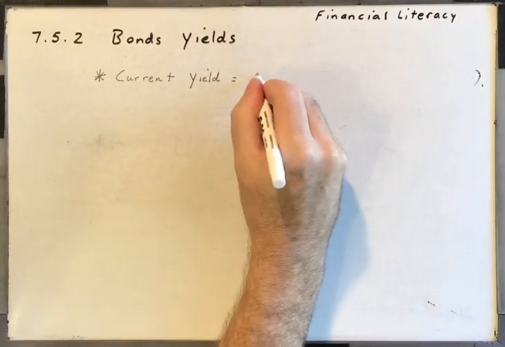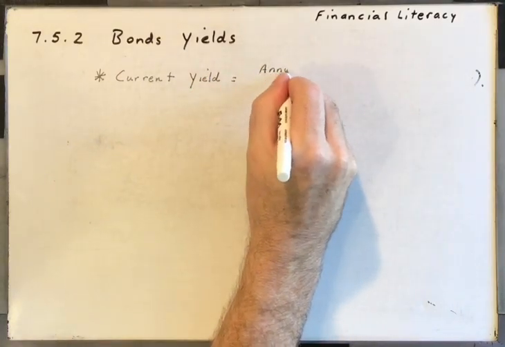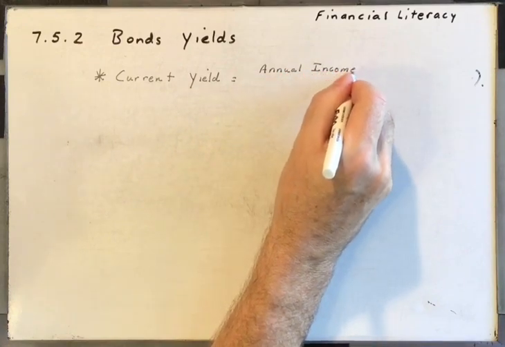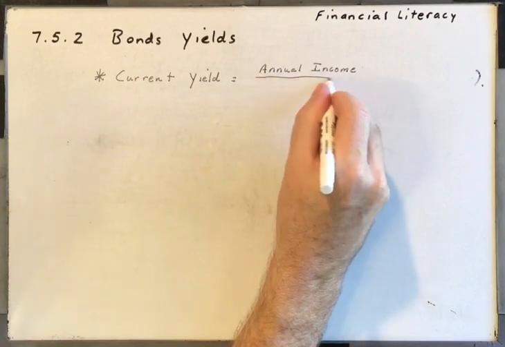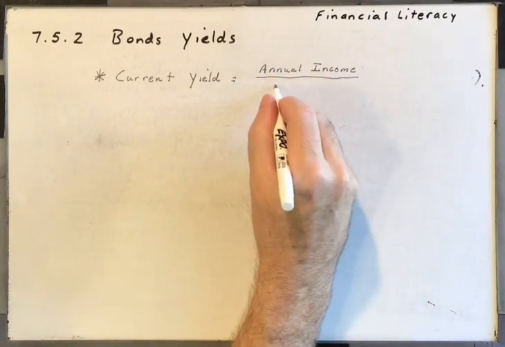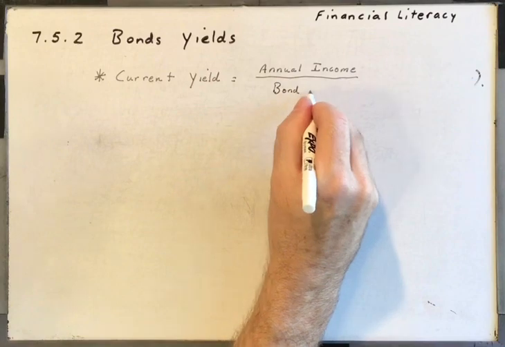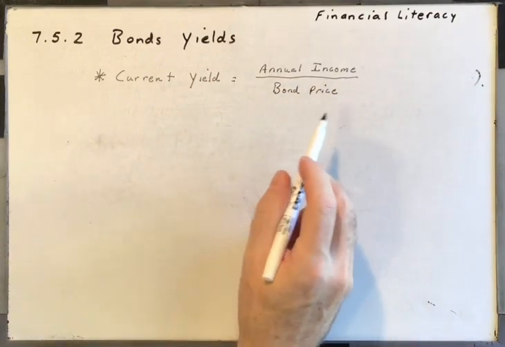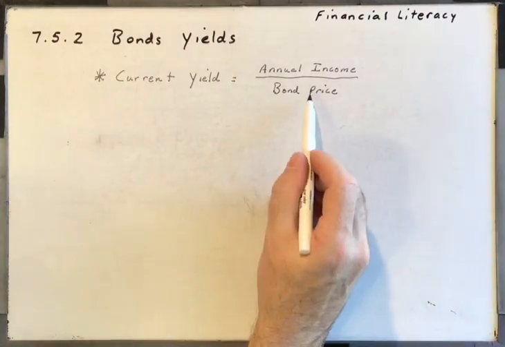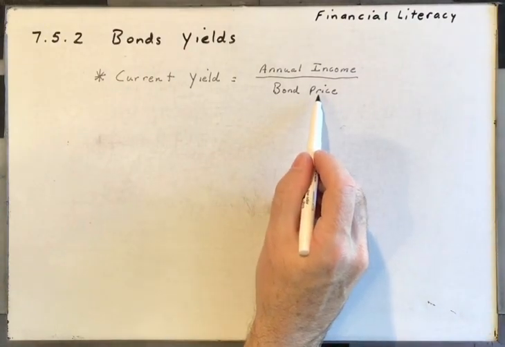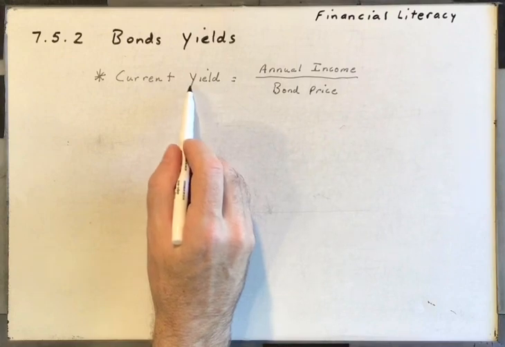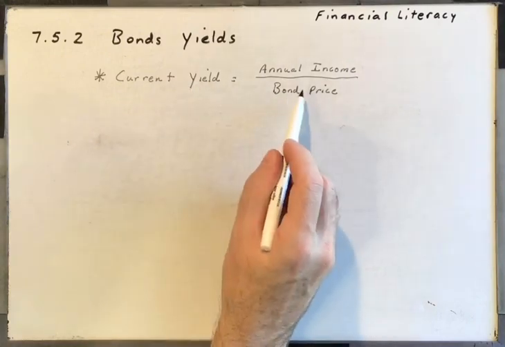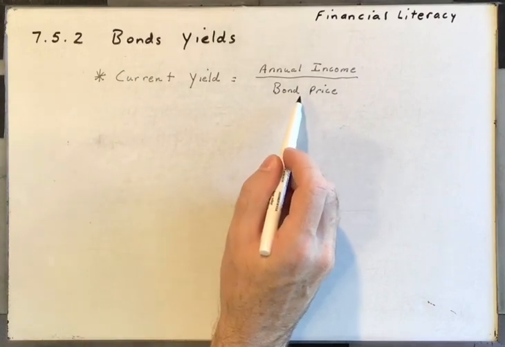So current yield is equal to the annual income. Okay, that's what we just figured out in the previous section, divided by the bond price. So this is really an interest rate that you're getting, because you can buy bonds at a discount or a premium. The current yield will be different than the interest rate printed on the bond if you've bought it at a discount or a premium.